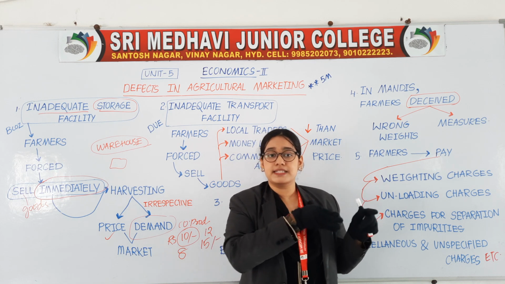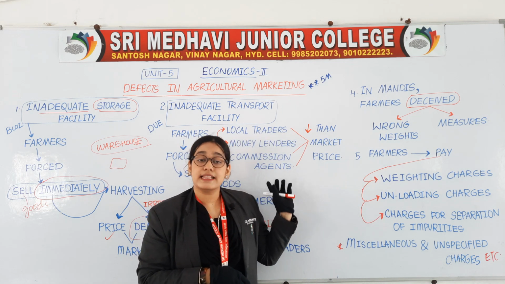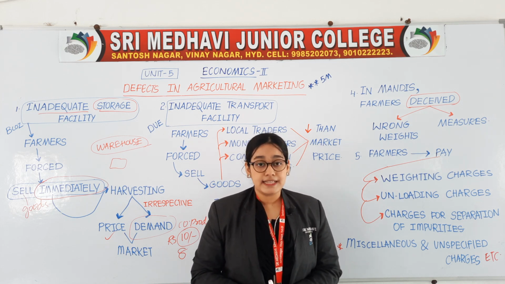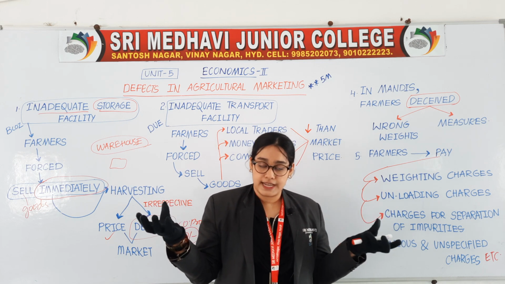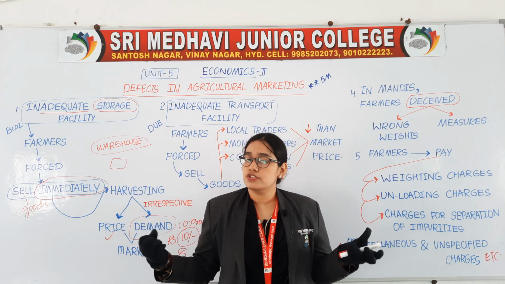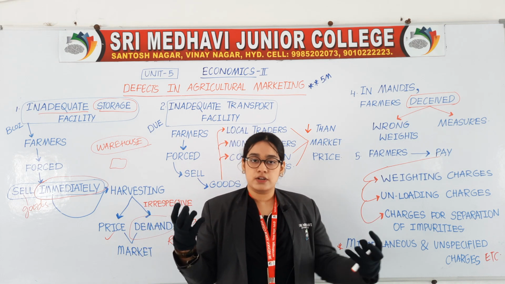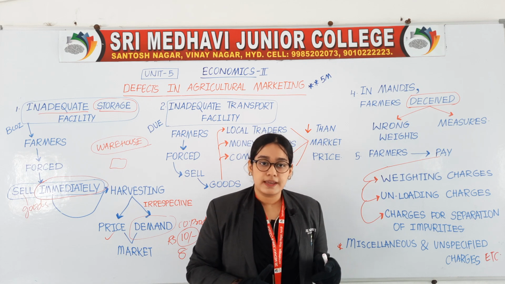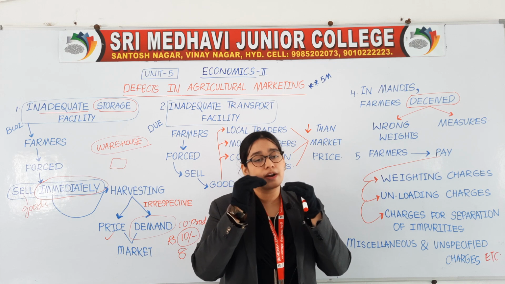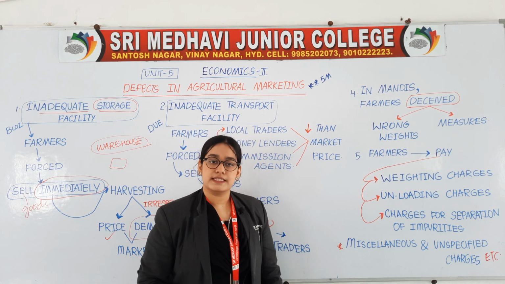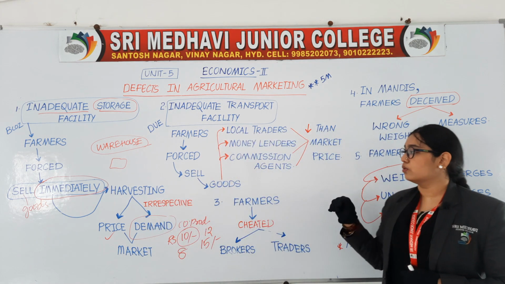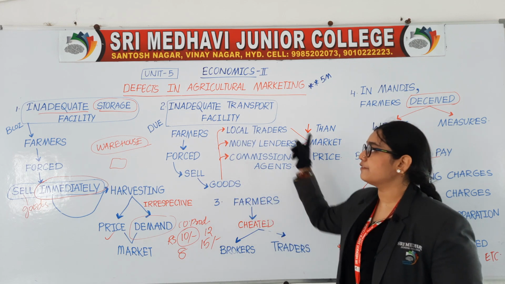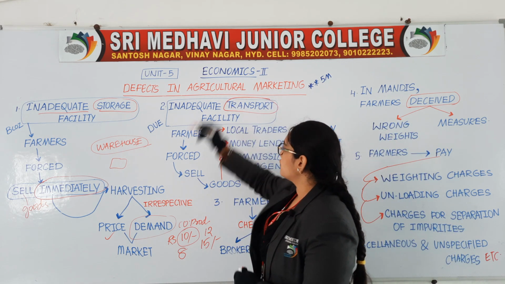And when you pass through these persons, like the local traders, the money lenders and the commission agents, they will charge you more amounts. You need to pay charges to these persons also. Plus, when you bring those agricultural products to the marketplace, you have decided in your mind that my cost of production was 10 rupees, I will sell it at 15 or 12. But these persons will not allow you to sell at those prices. They are forcing you to sell those products at lesser cost than the market prices. So the farmers are forced to sell their goods at less than the price prevailing in the market. So this is the second defect, that is inadequate transport facility.